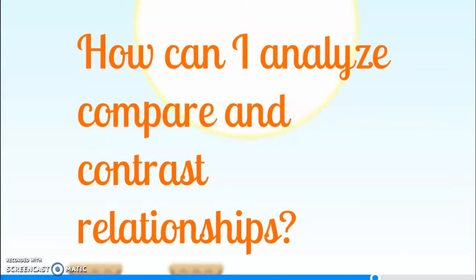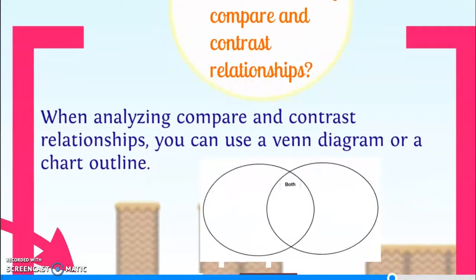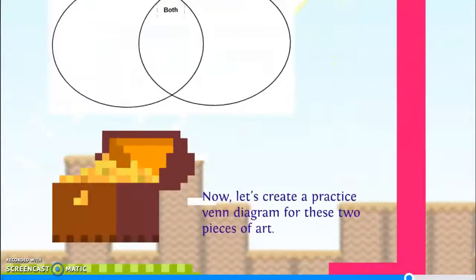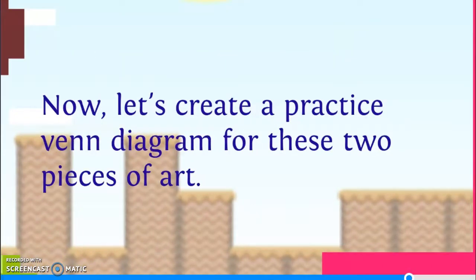How can I analyze, compare, and contrast relationships? When analyzing compare and contrast relationships, you can use a Venn diagram or a chart outline. Now let's create a practice Venn diagram for these two pieces of art.